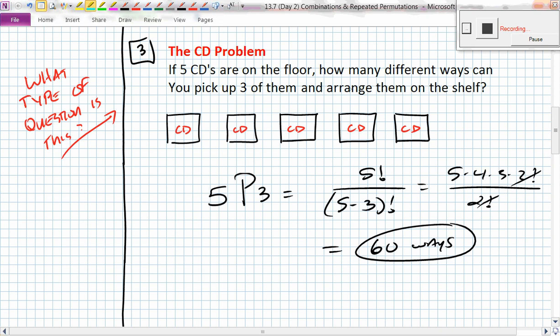Here's number 3, the CD problem that we took a look at. If 5 CDs are on the floor, how many different ways can you pick up 3 of them and arrange them on the shelf? Okay, so if I pick up the first CD, third CD, and fourth CD, and I put them on the shelf in the order of 1, 3, 4, I could also put them in the order of 1, 4, 3. So those are different. Because they're different, this is a permutation problem. And we use the permutation formula that says from 5 things, we want to permute 3 of them, so we have a grand total of 60 ways.